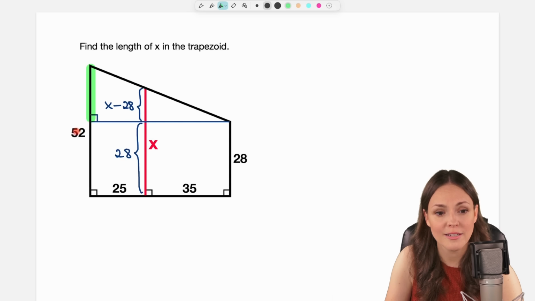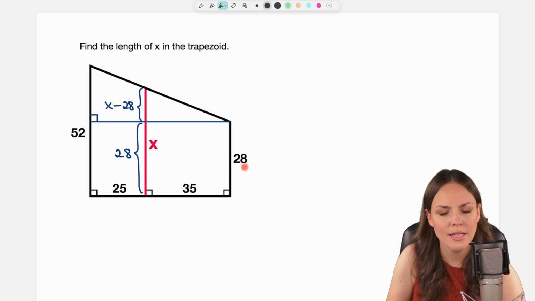Do I know how long this part here is? Yes, I do, because the entire side is 52. And the part down here that I'm not interested in is 28. So let's subtract. 52 minus 28 equals 24 here for this part up here.